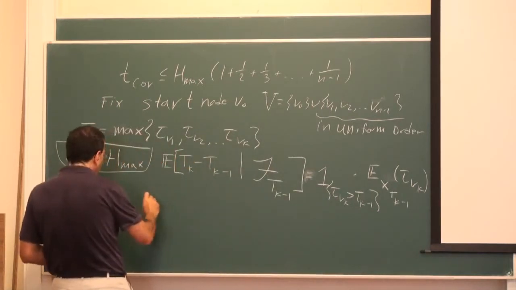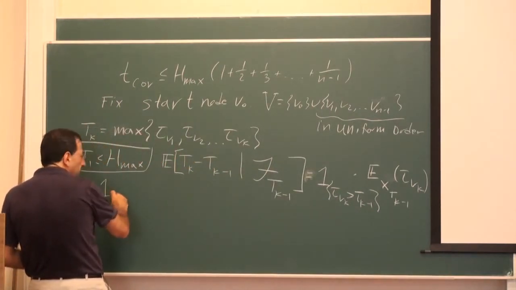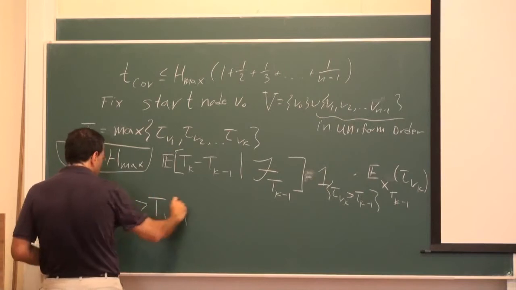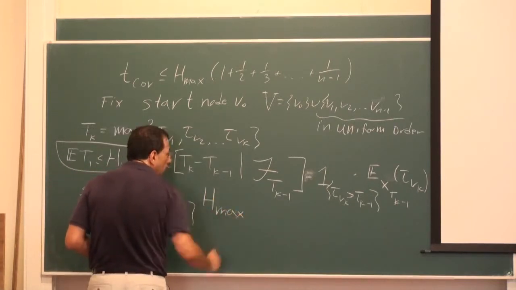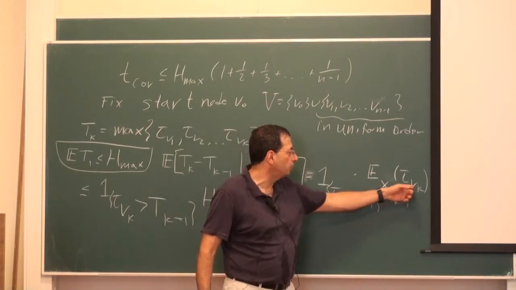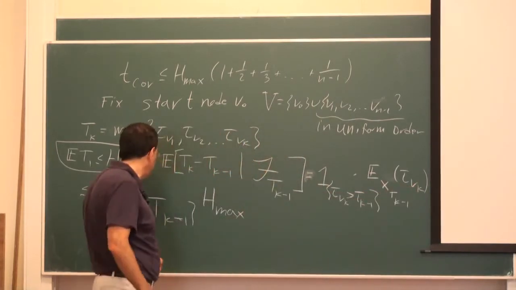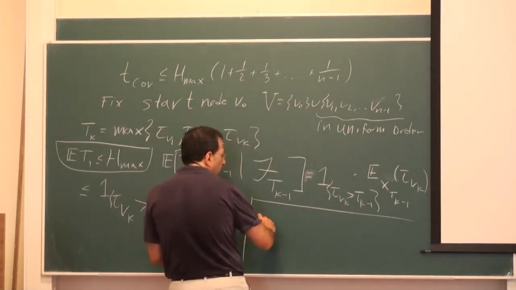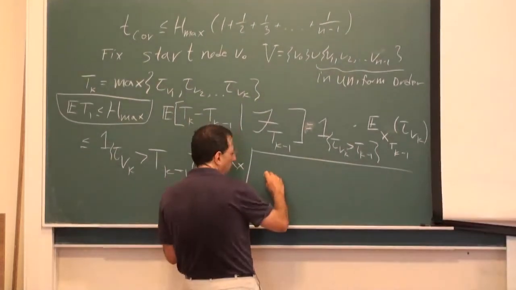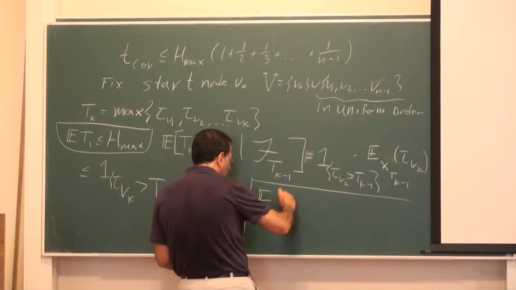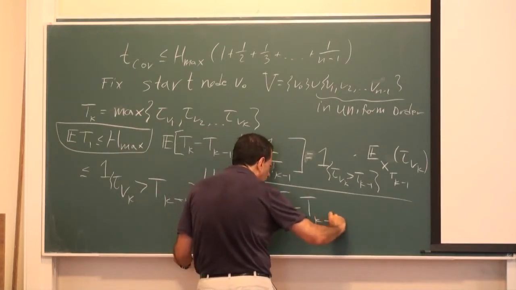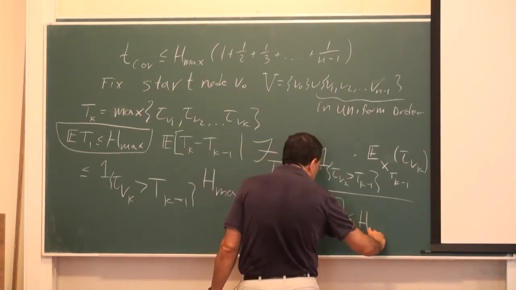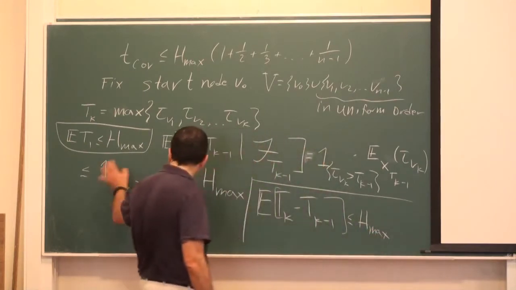So the point is that this is bounded by the indicator of tau Vk bigger than Tk minus 1 multiplied by H max. Right? Because this hitting time, it's from an unknown vertex to another unknown vertex, but it's certainly bounded above by H max. So once we know that, we can just take expectation of that and get that the expectation of this increment Tk minus 1 is bounded by H max times the expectation of this indicator.